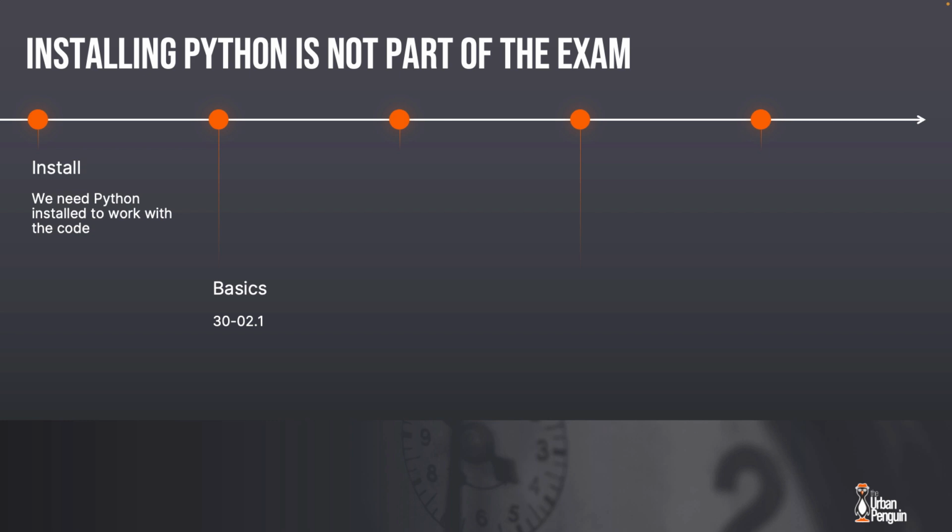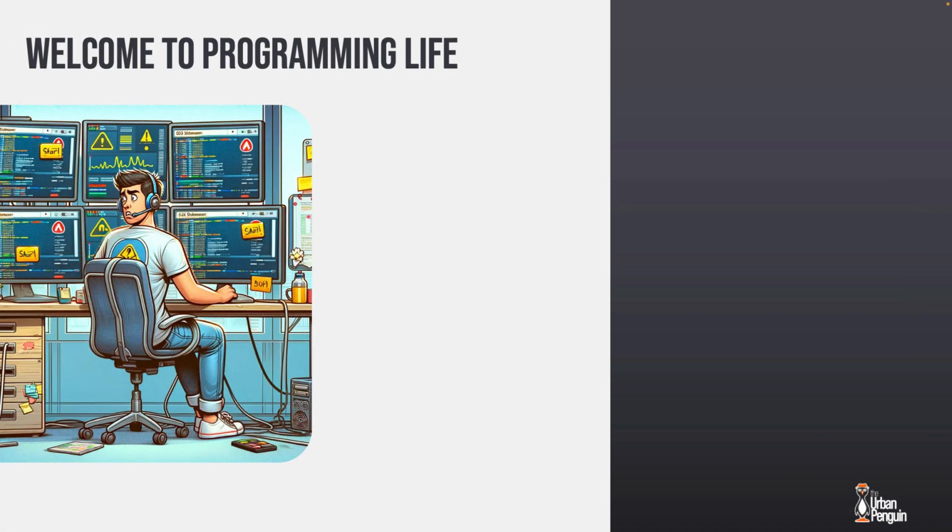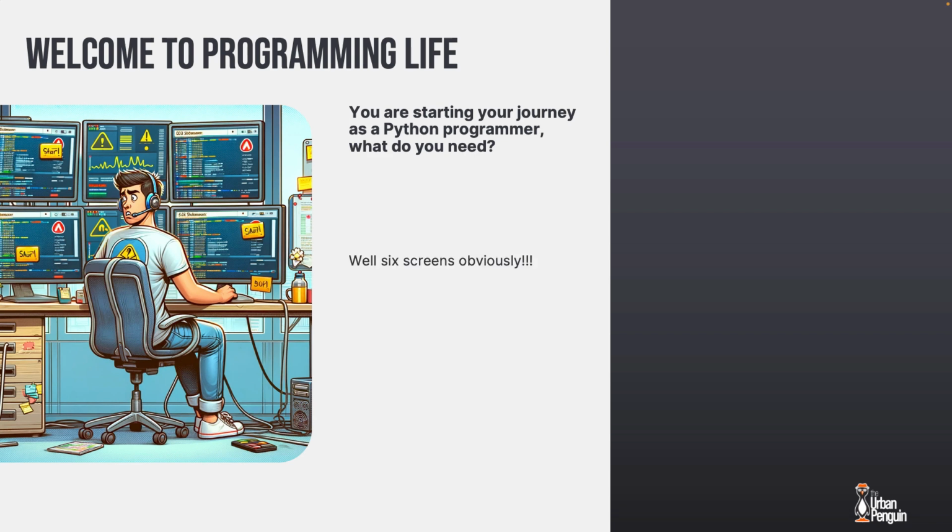So everything within the basics is going to be 3002.1, flow 3002.2, collection 3002.3, and functions 3002.4. But welcome to your new programming life. You are starting your journey as an accomplished Python programmer. So what do you need?